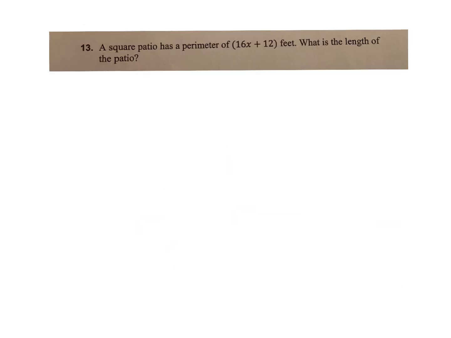All right, number 13, a square patio. I like squares because it means that all 4 sides are exactly the same. The perimeter is 16x plus 12 feet. What is the length of the patio? So I just have to, this is a factoring one, pull out something so I can find out what one of the lengths is. So because all lengths are even, it's a square.